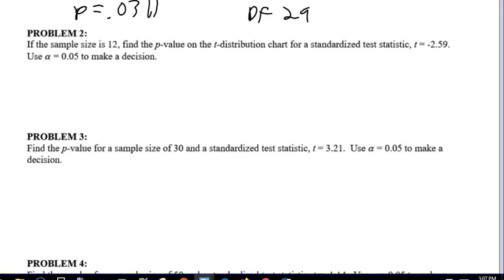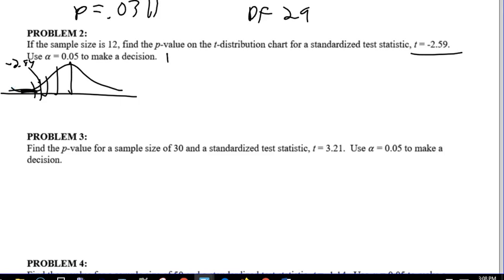Okay, problem 2. This one starts off by giving us our t-value. We already know the t-value, so we don't have to worry about calculating. We already got it. So we're going to make our chart real quick right here. Negative 2.59. 0, negative 1, negative 2, negative 3. Boom. Negative 2.59. Drop it. Shade it. Okay? That's about where it is.